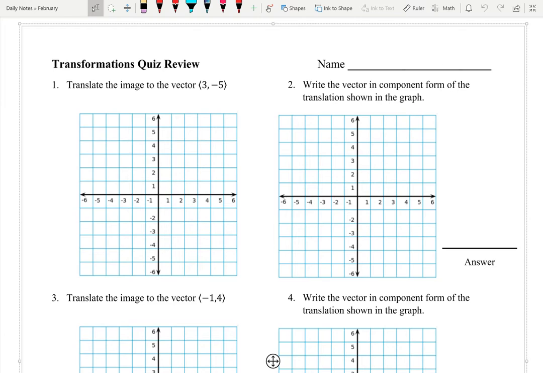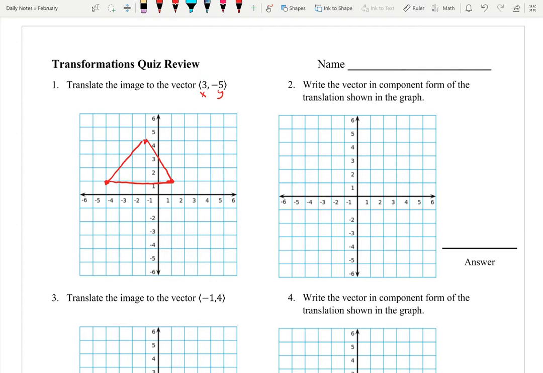Okay, for number 1, we have the triangle ABC given to us right here. And we're asked to translate the image according to the vector 3, -5. Now, remember the vector is referencing x-axis first and then y-axis second. It's not an ordered pair, but it's telling us the direction regarding the x-axis with this number and then the direction regarding the y-axis with this number.